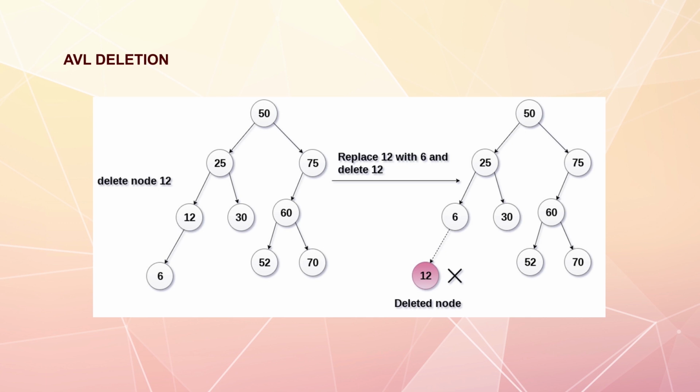There are no changes in the rest of the items. So, the final tree is the one shown in the figure. 6 will take the place where 12 was situated. So, this is the way to delete a node when a single child is available, and you easily replace that node in the tree. Now, the difficulty comes when we face two children.